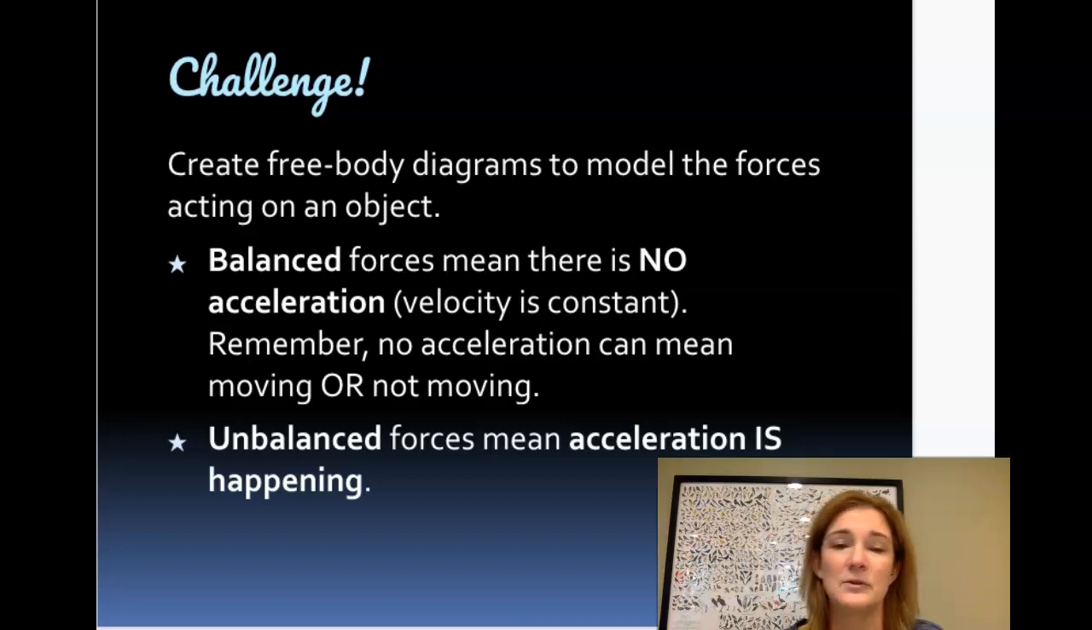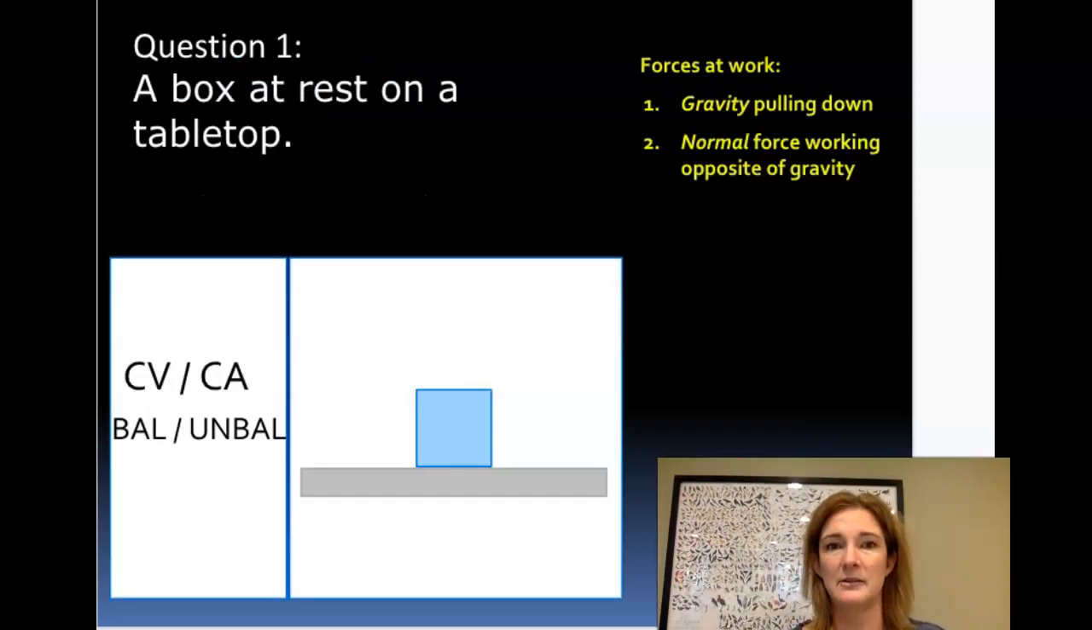So no speeding up, no slowing down, and no turning. Balanced forces mean no acceleration, which also means that the velocity is constant. Unbalanced forces are when you add them up and the net is not zero, and that means acceleration is happening. So something is speeding up or turning or slowing down. Okay, so let's do a few examples together here.